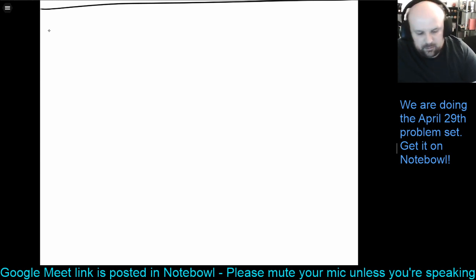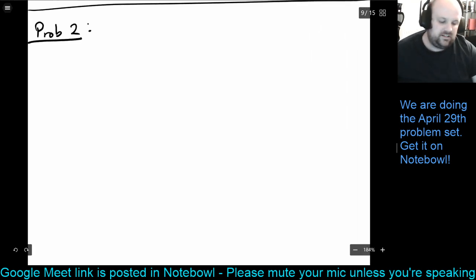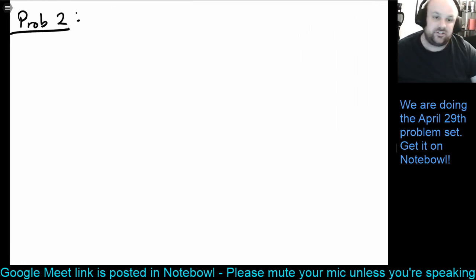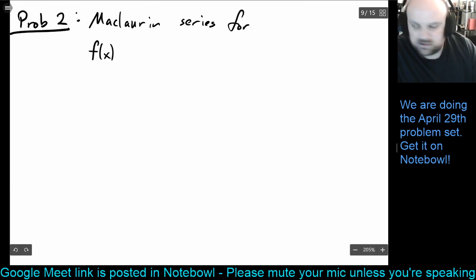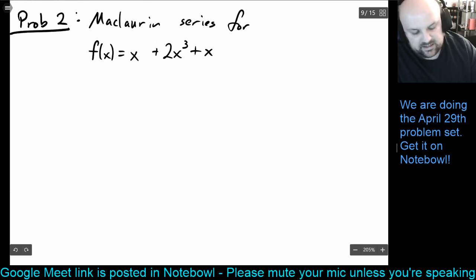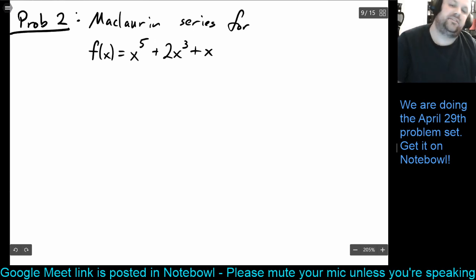So let's look at problem 2. I wanted to toss in one of these problems, and I actually should have done it yesterday, but I forgot about it. So I put it in here because this is a really interesting one. I want to find a Maclaurin series for the polynomial x to the 5th plus 2x cubed plus x. Any idea what a Maclaurin series for this polynomial would be?